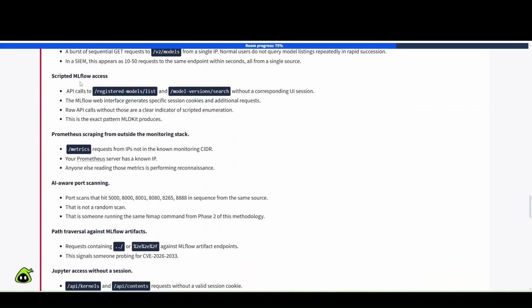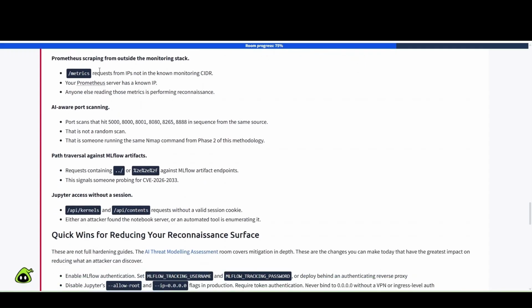Scripted MLflow access: API calls to registered-models/list and registered-versions/search without a corresponding UI session. The MLflow web interface generates specific session cookies and additional requests. Raw API calls without those are a clear indicator of scripted enumeration. This is the exact pattern MLOKit produces. Prometheus scraping from outside the monitoring stack: metrics requests from IPs not in the known monitoring CIDR. Your Prometheus server has a known IP. Anyone else reading those metrics is performing reconnaissance.